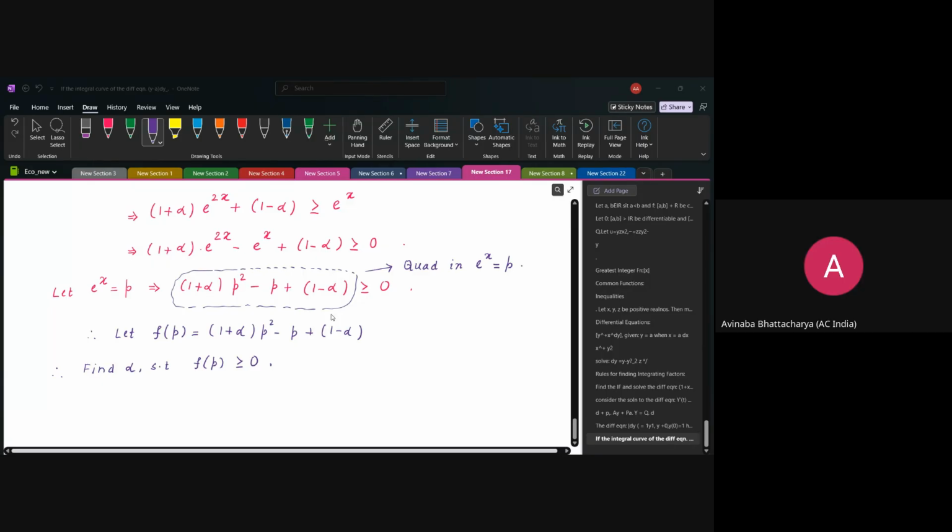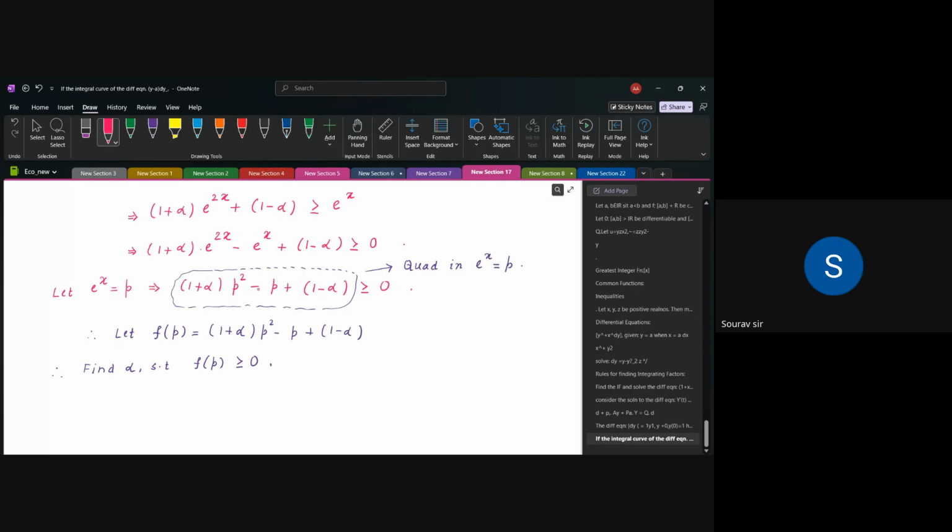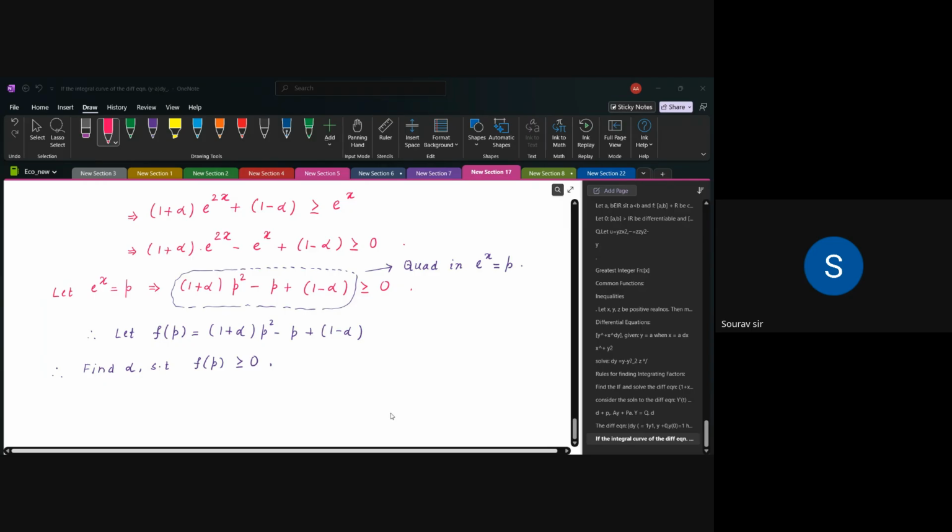So can you repeat? Which part? The last part, after assuming p equals 1 plus alpha. Yes, so we want to solve this inequality: (1 plus alpha) p square minus p plus 1 minus alpha greater than or equal to 0, right? If I define this as my f of p, then I basically want to find the values of alpha for which f of p is greater than or equal to 0. That is what I need to find out.